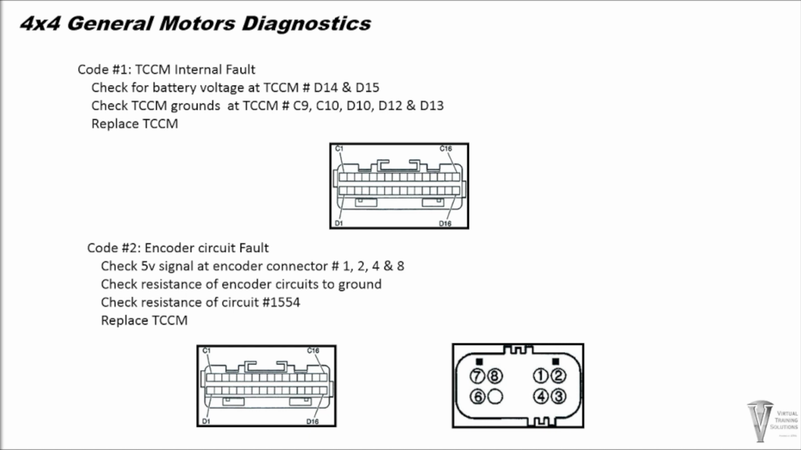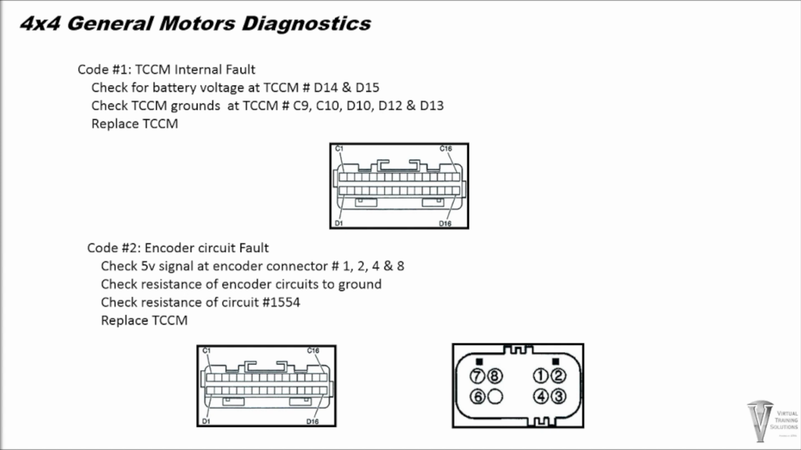For code number 2, encoder motor circuit codes. If this code resets again, disconnect the transfer case harness connector. Turn the ignition switch on and verify that you have a 5-volt reference coming down from the Transfer Case Control Module on the transfer case harness connector numbers 1, 2, 4, and 8. If the Transfer Case Control Module is delivering this 5-volt signal to the encoder motor circuits, the Transfer Case Control Module has done its job.